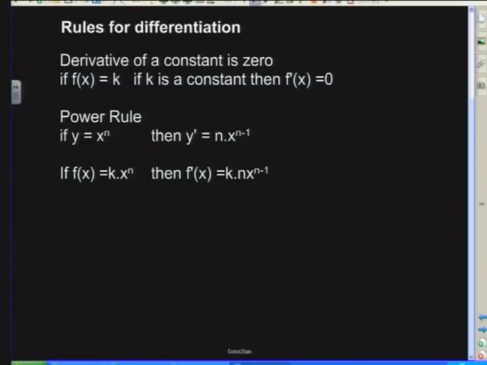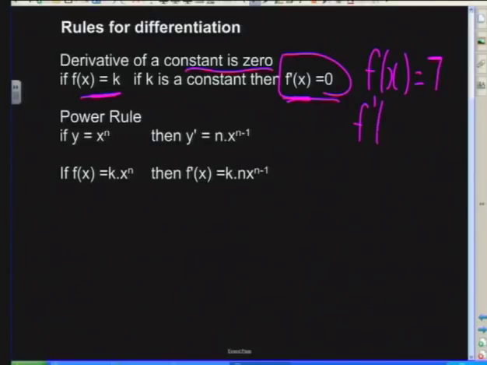The first one: the derivative of a constant is 0. So if f of x, if your function, is equal to some k value and k is a constant number, then the derivative of f at x would just be equal to 0. So for example, if I had f of x is equal to 7, because the function is actually a constant number, the derivative of that would be 0.